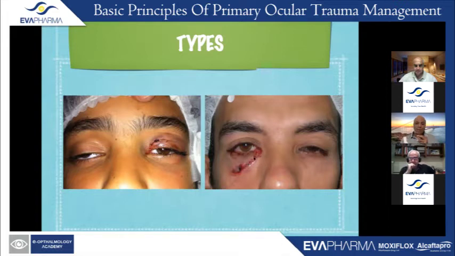Sometimes you think the wound is a simple, superficial wound, but when you examine the wound and try to open it gently, you will find that it goes deep to the orbicularis oculi muscle. This wound should be sutured in a proper way so as not to leave a bad scar.